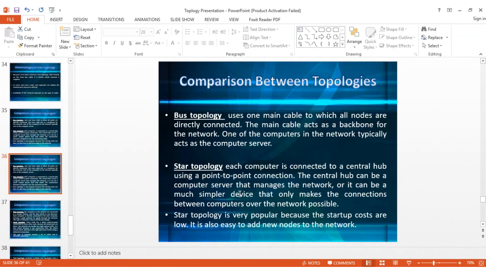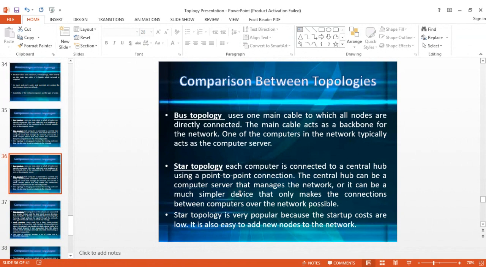In the bus topology, we are saying it uses one main cable to which all the nodes are directly connected. The main cable acts as the backbone for the network. One of the computers in the network typically acts as the server, or as a host, or as a workstation.